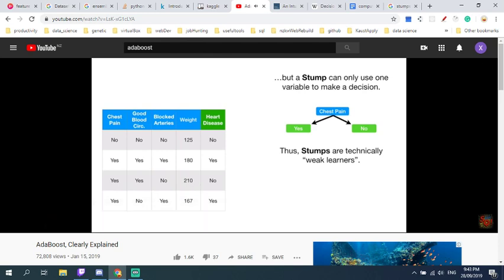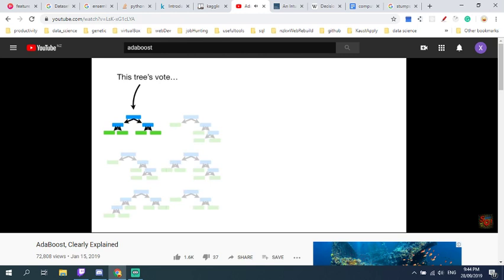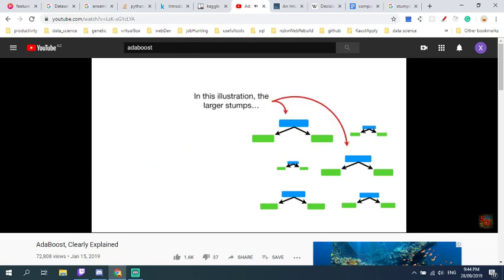Thus, stumps are technically weak learners. However, that's the way AdaBoost likes it, and it's one of the reasons why they are so commonly combined. Now back to the random forest. In a random forest, each tree has an equal vote on the final classification. This tree's vote is worth just as much as this tree's vote or this tree's vote. In contrast, in a forest of stumps made with AdaBoost, some stumps get more say in the final classification than others. In this illustration, the larger stumps get more say in the final classification than the smaller stumps.